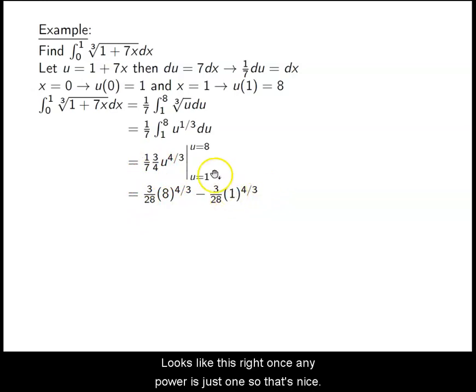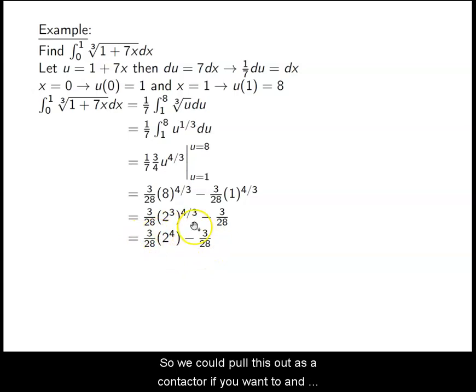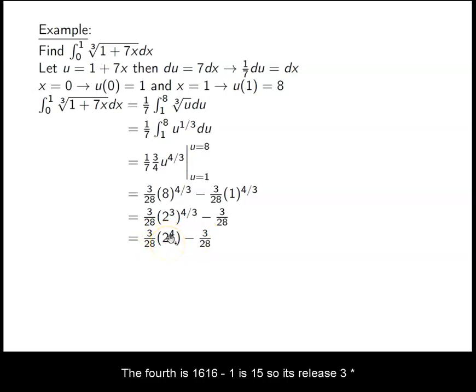1 to any power is just 1, so that's nice. I can rewrite 8 as 2 cubed so that I can cancel out with this cube root. So then this really turns into 3/28 times 2 to the 4th minus 3/28. So we could pull this out as a common factor if we want to and just say, oh, it's 3/28 times 2 to the 4th minus 1. 2 to the 4th is 16. 16 minus 1 is 15, so it's really 3 times 15 over 28, so that is 45 over 28.